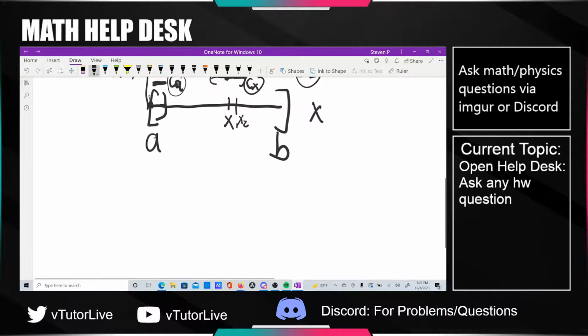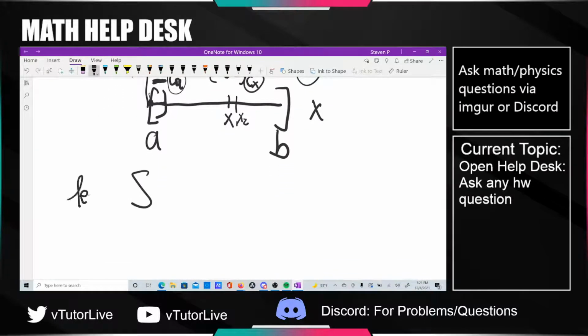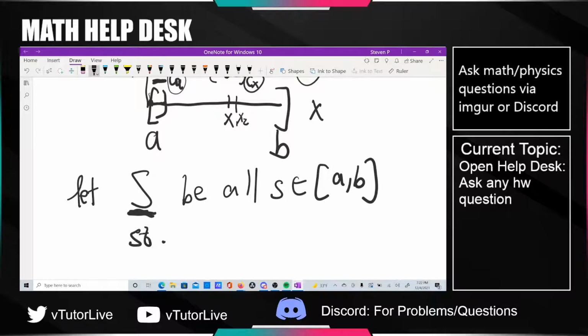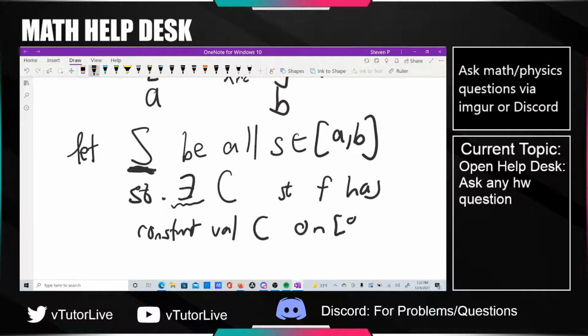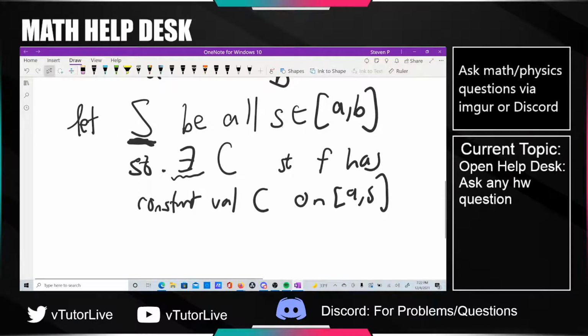So here's how they do it. They start by saying let S, so they're defining some set capital S, and my handwriting is going to be a little bit bad, so just try your best to distinguish a capital S from a lowercase s. Maybe I'll draw an underline to denote that these s's are capital. So let S be all little s between A and B, such that there exists a constant C, this is the symbol there exists, such that f has constant value C on A to s. So this is basically saying S is all of the right endpoints.